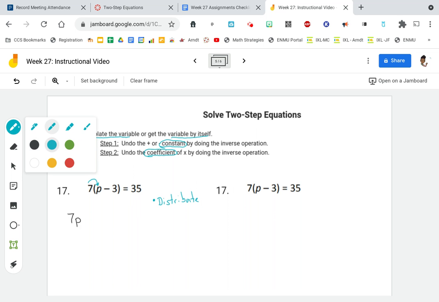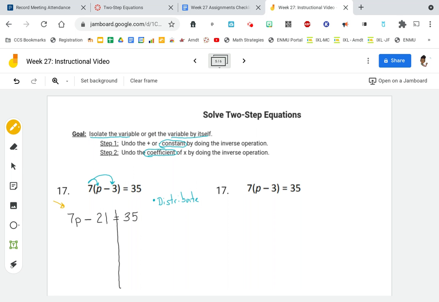And then we have to take 7 and multiply it by that negative 3. 7 times negative 3 is negative 21, and that equals 35. After we distribute, we can follow the steps above. So remember, we're trying to isolate our variable. Our variable happens to be on the left-hand side. So we need to focus our efforts on the left-hand side.